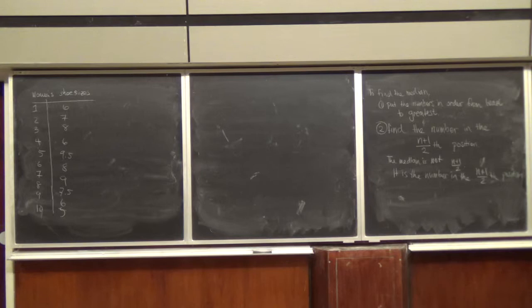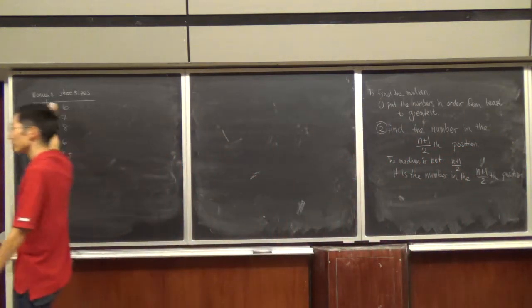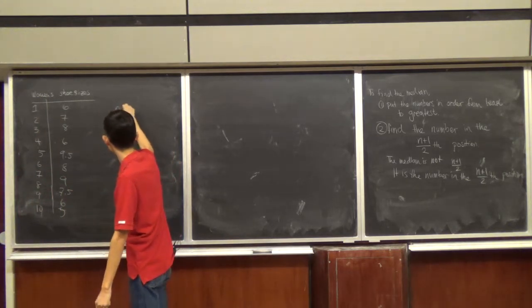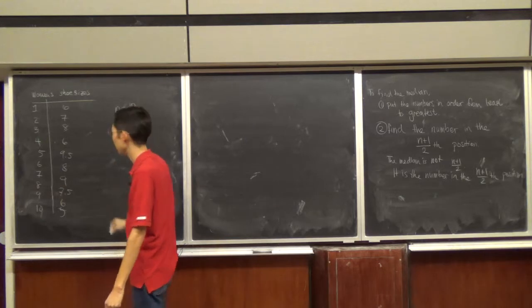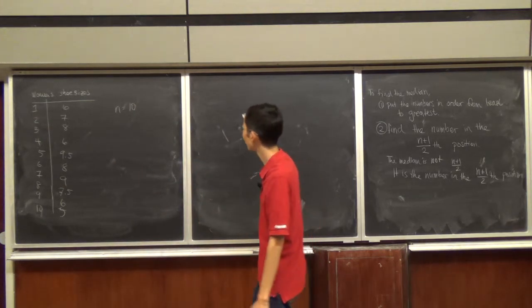We want to find the median. What is my sample size here? Okay, so all of these students actually have names, but I just call them student 1, 2, 3, 4, 5, 6. So what is my sample size? N is equal to 10. Okay, what is my very first step? Put them in order from least to greatest.